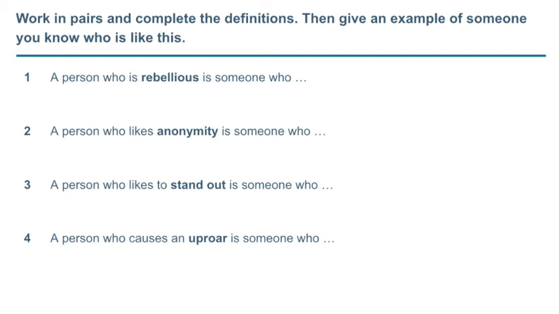So I'm going to do one for you. A person who likes anonymity is someone who is very private and doesn't want other people to observe their every move. For example, that would be my brother. My brother likes anonymity. He's a very reserved person, for example. All right, so that's the way it goes.